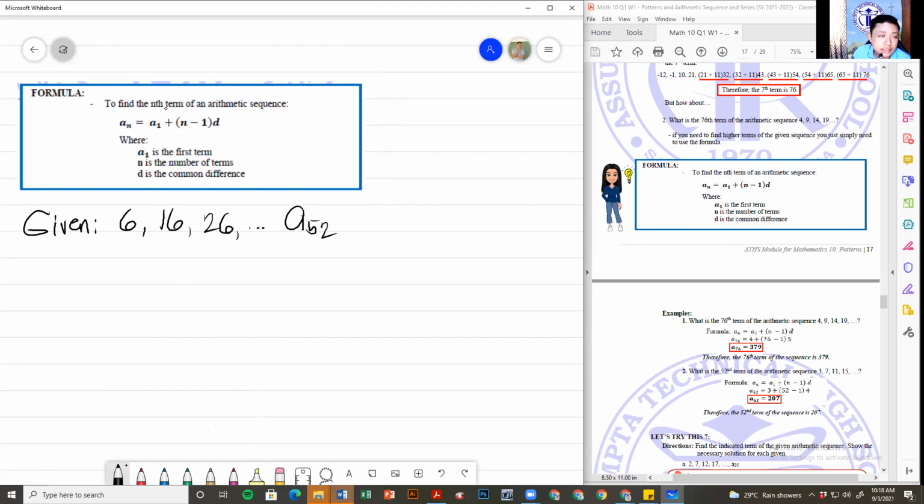So all we have to do is to use this formula. Very easy. Just find the first term. The first term is already okay, and that is 6. Our n is also done because we are finding the 52nd term. So that is our n. n is equal to 52. We are looking for the 52nd term. And the common difference is very easy because we just have to solve it. 6 to 16, what's the pattern? What's the common difference? Type it in the chat box, please.